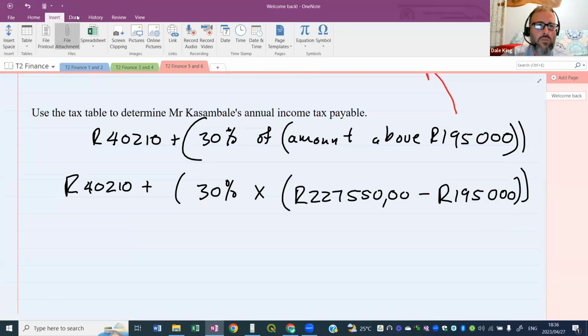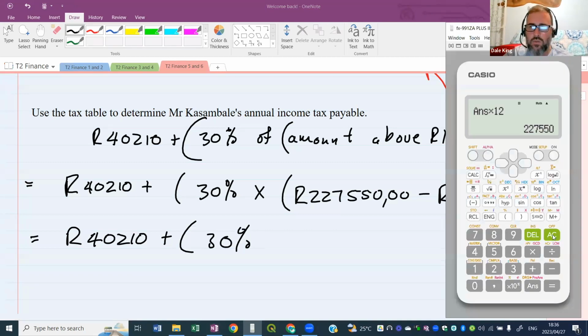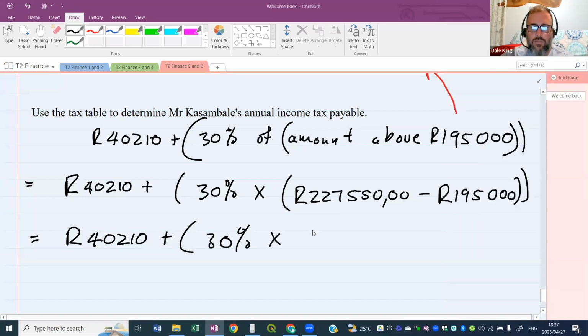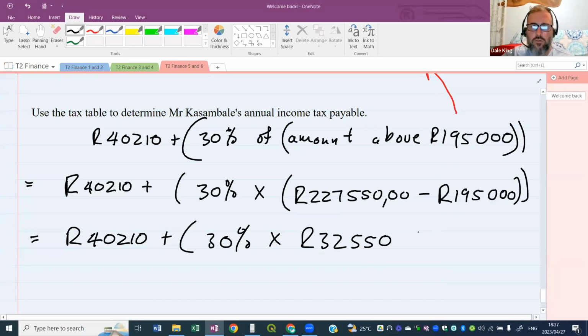All right. I'm going to simplify this now down into bits. So he still has to pay 40,210 plus 30% of this value. Well, let's work out what this value is right now. You could do this all in one calculation, but I'm going to do it bit by bit. So that's what the value is, 32,550. So this is how much he is above 195,000. He's that much above 195,000. That's what the tax table wants.